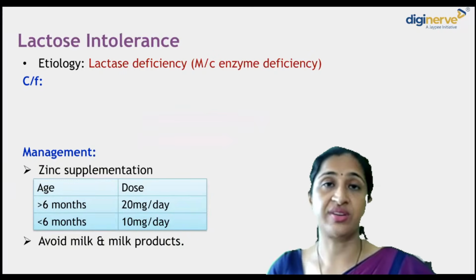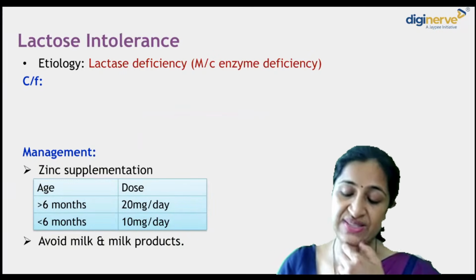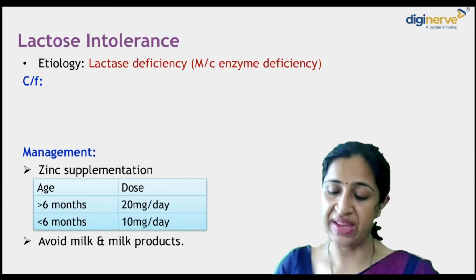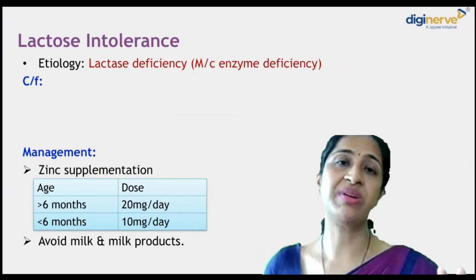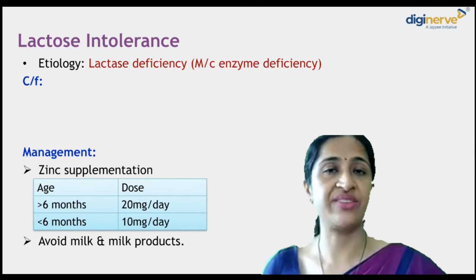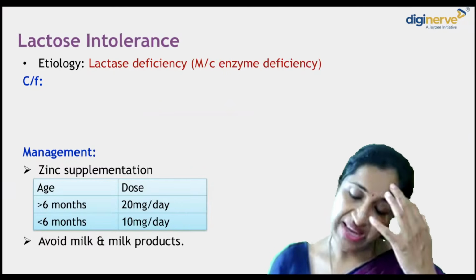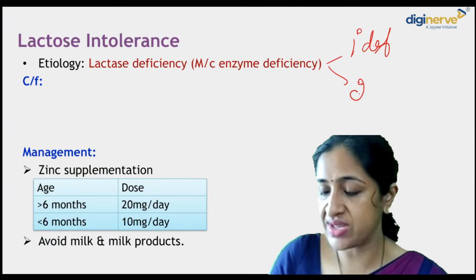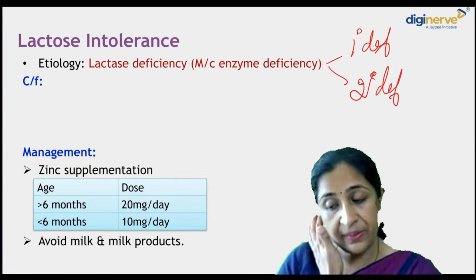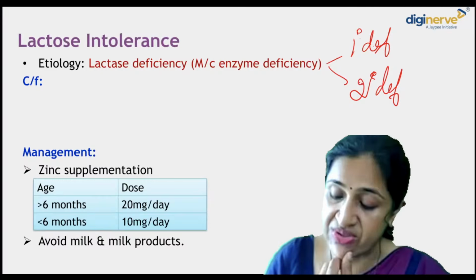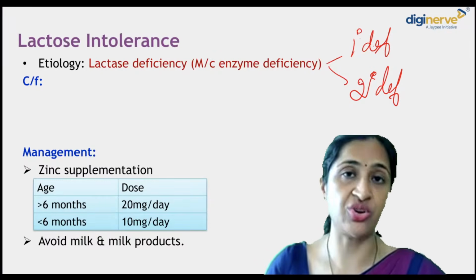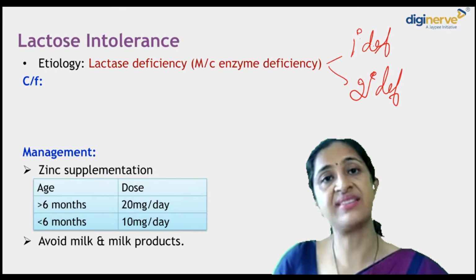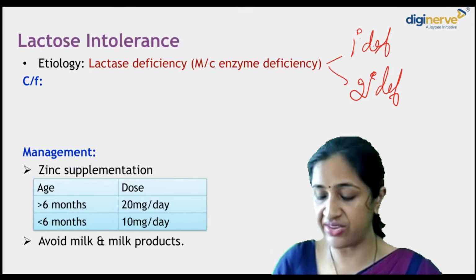Lactose intolerance. Now, lactose intolerance, these all came as very similar differential diagnoses. Now, the most common enzyme deficiency we have is the deficiency of the enzyme lactase. Now, this lactase, you have primary deficiency and you have secondary deficiency. Primary deficiency is what brings up what is called primary lactose intolerance. Secondary deficiency occurs after a bout of diarrhea, that is secondary lactose intolerance.